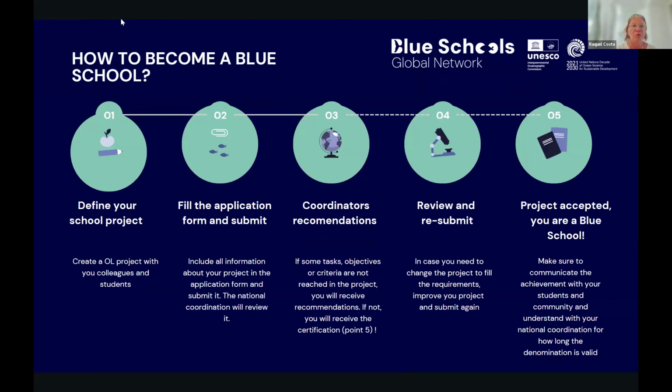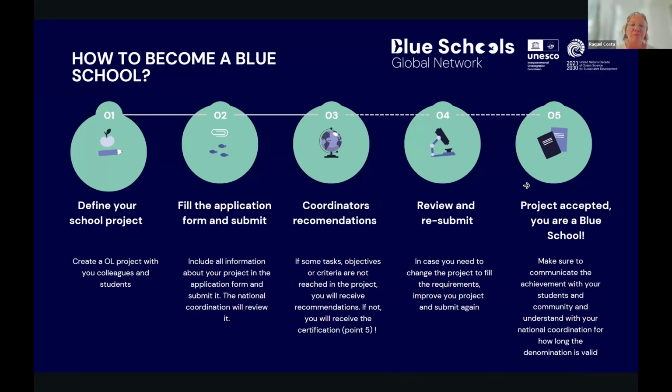And how to become a blue school? Well, if you are a teacher from a country with a national coordinator, it's easy. You define your school project based on those criteria I presented now. You create a project with your colleagues and even with your students. It's better to include them from the beginning. Then you fill in the application form and submit it to the national coordination. It will depend on the country, the way you are working with them, but we can talk about it later if you want.